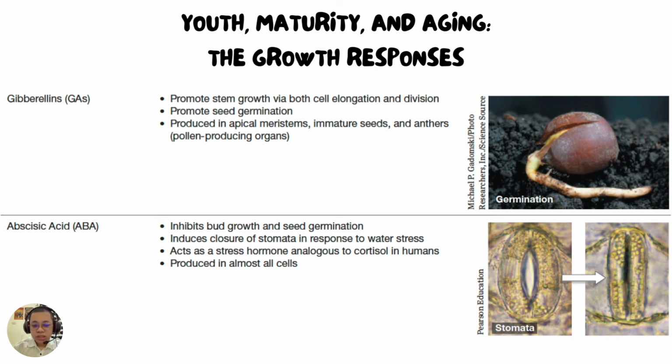It induces closure of stomata and responds to water stress. Acts as a stress hormone analogous to cortisol in humans and is produced in almost all cells. Abscisic acid is responsible for the closure of stomata to avoid dehydration of the plant.